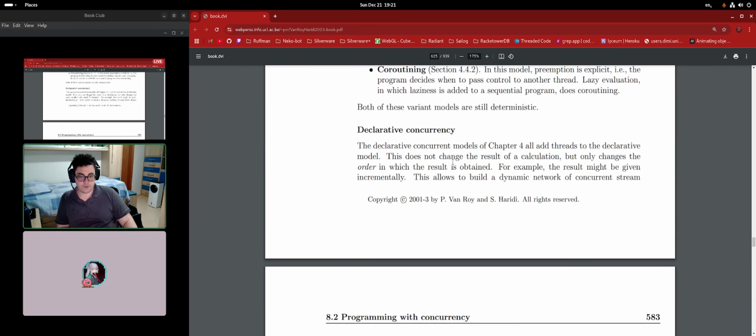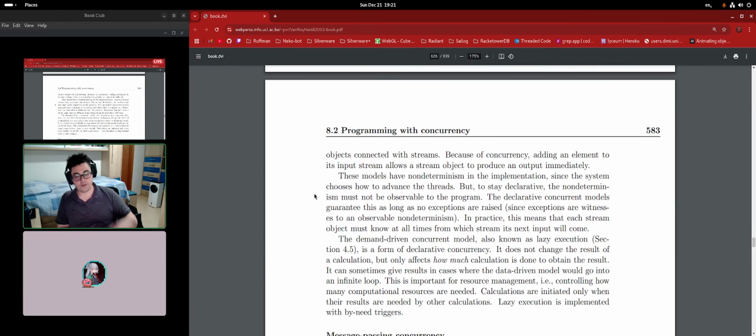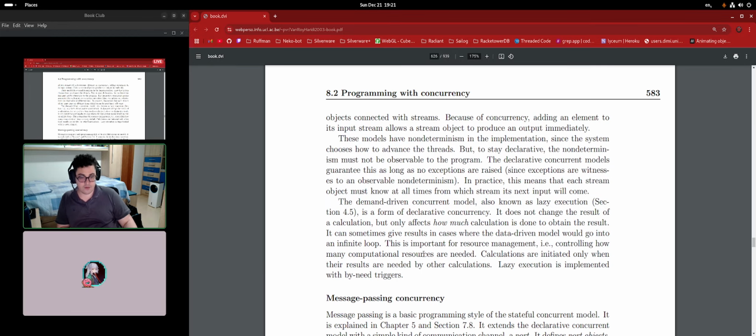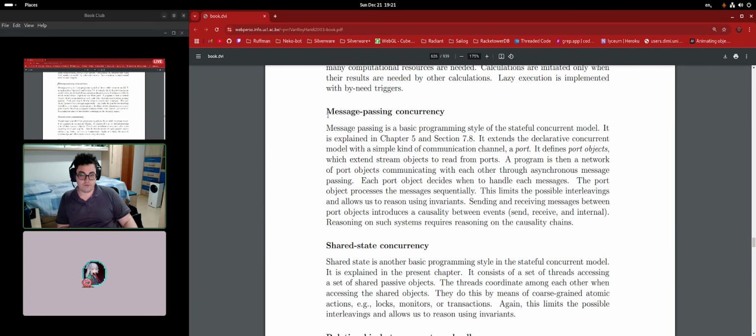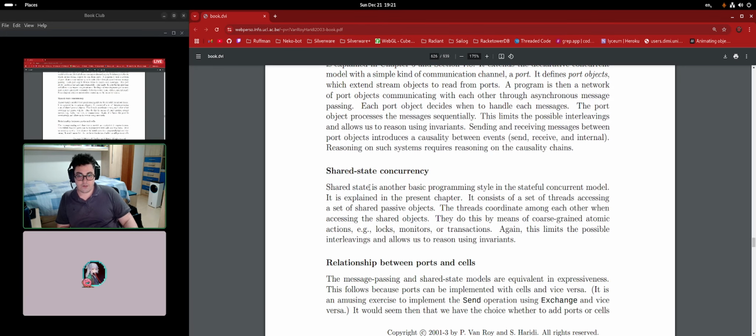Then it talks about declarative concurrency more, about incrementally giving you output. We've seen this before multiple times. I'm not complaining about that, just that we are already okay with that concept. It talks about how, to see the clarity, the non-determinism must not be observable, but then we have the problem. We have the demand-driven concurrent model, which uses laziness. That's all that good stuff. Nothing too crazy. Then we have the message passing, chapters 5 and 7, 8. Port objects, active ports, active objects, sorry. Shared state concurrency, which we're going to be talking more about now.